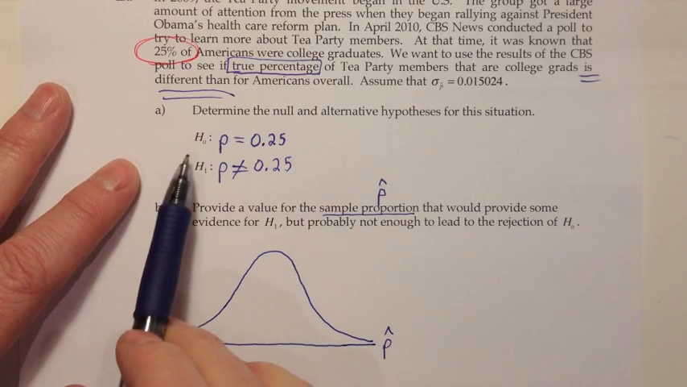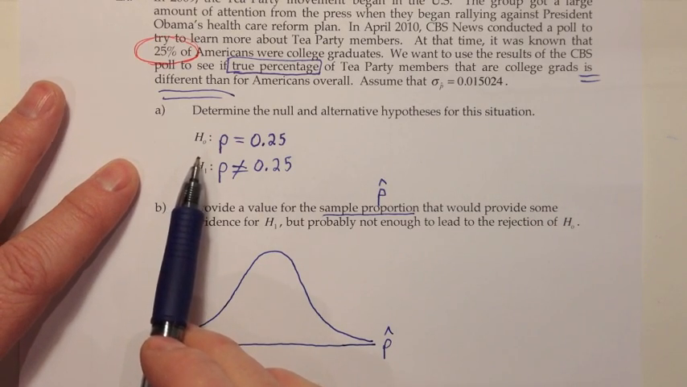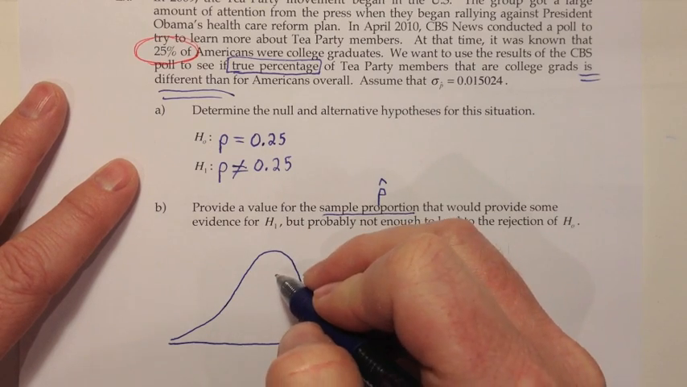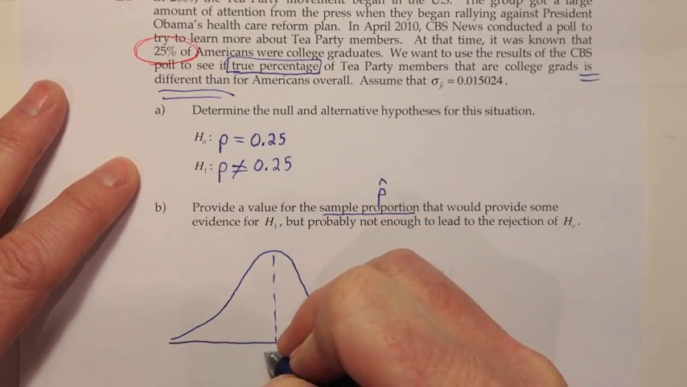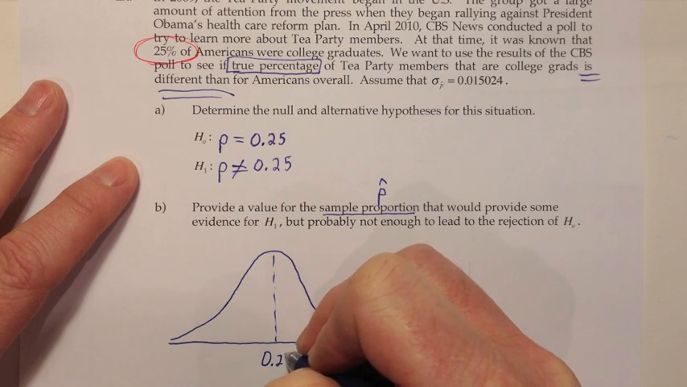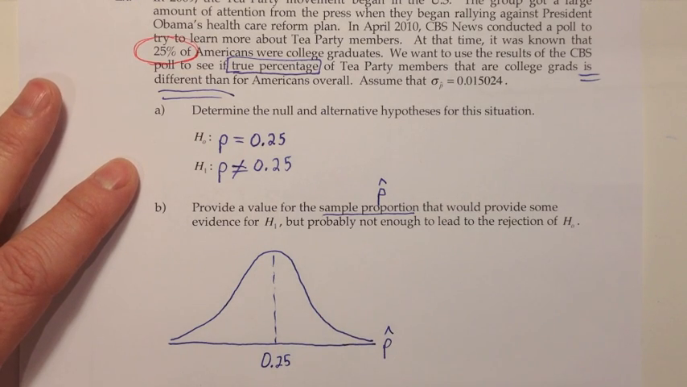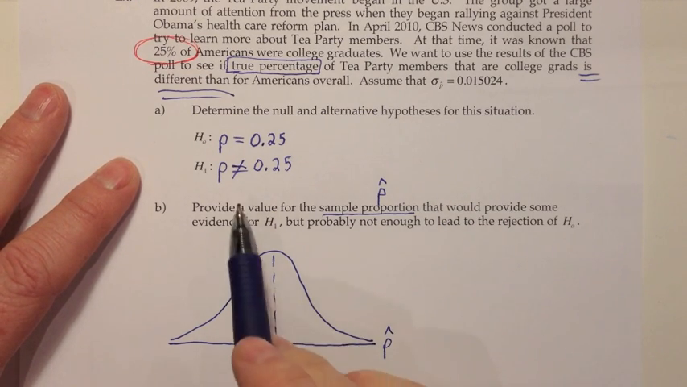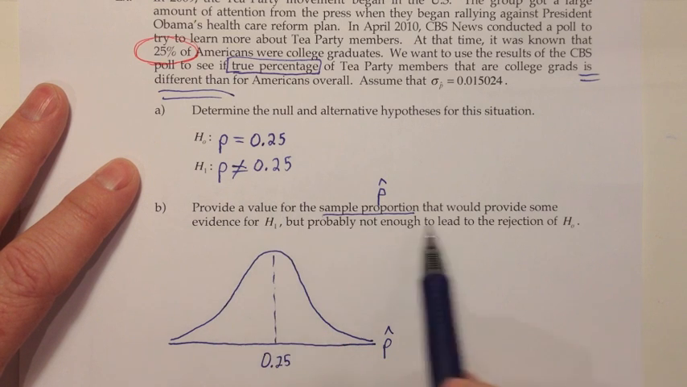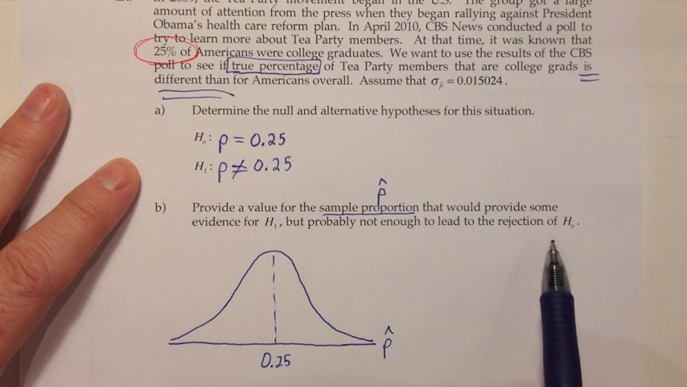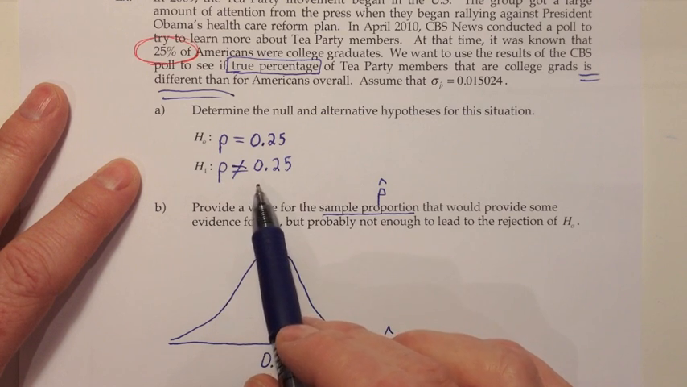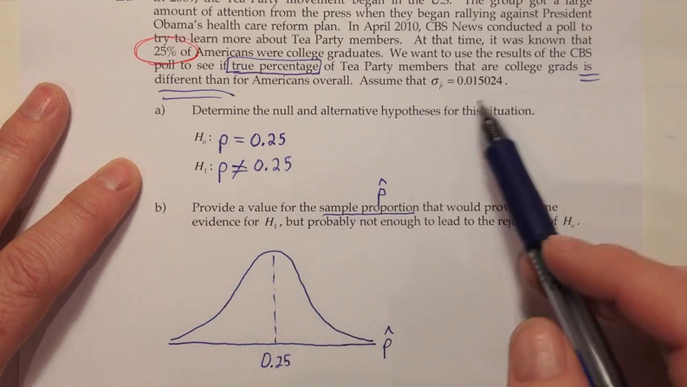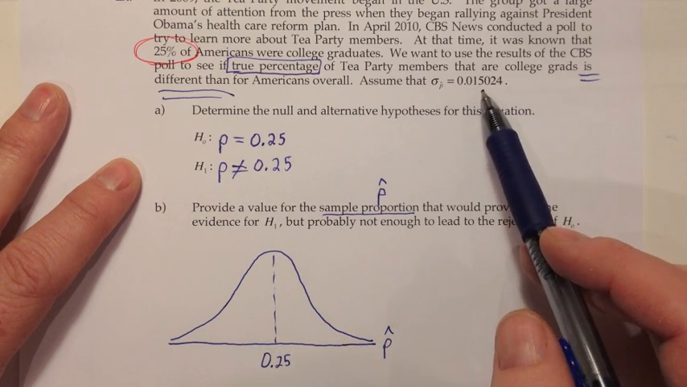When we do a hypothesis test, we always initially assume that H0 is a true claim, or at least give it the benefit of the doubt. And that means when we draw our curve, we'd have the 0.25 in the middle. And then what would be a value of p hat that would be different than that, but not different enough to make us reject H0? Again, a small difference would be evidence in support of H1, but it would be weak evidence. And a small difference would be less than 0.015.